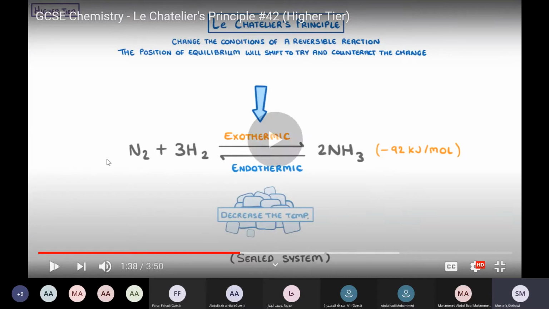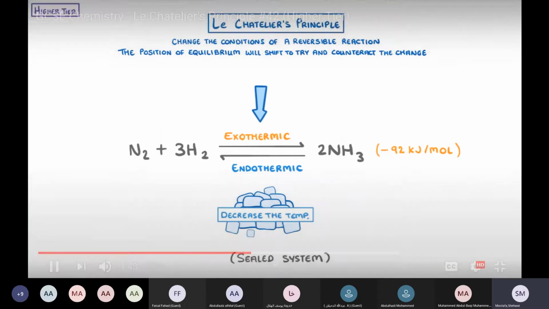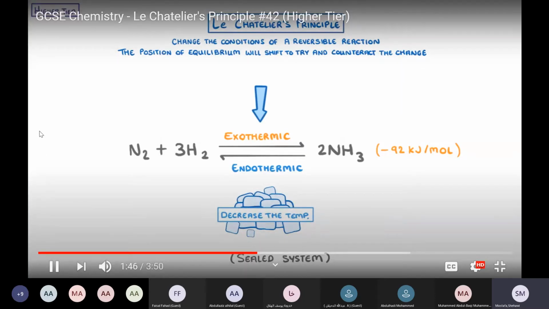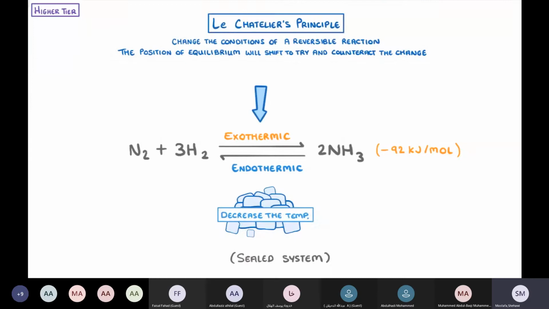Let's see how we say it. Decrease the temperature of our system. The equilibrium would move in the exothermic direction in order to release heat energy and counteract that change that we just made. In this case, that would mean the position of equilibrium moves to the right.